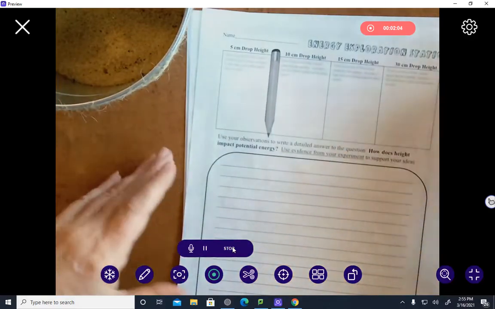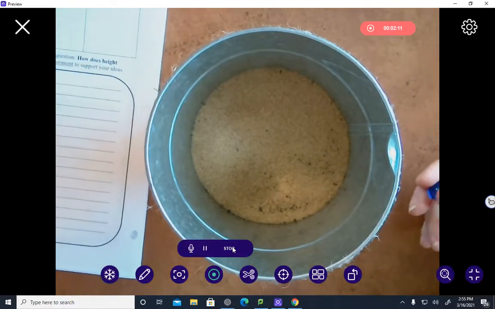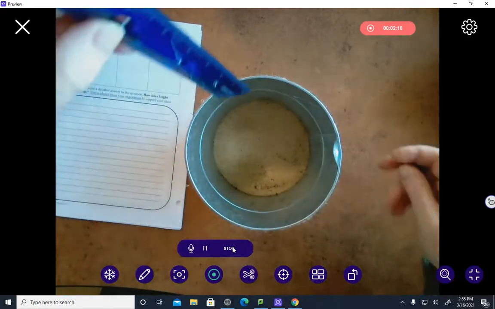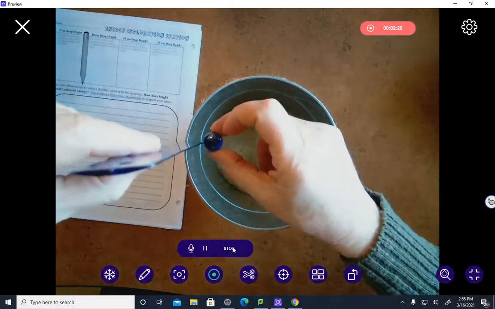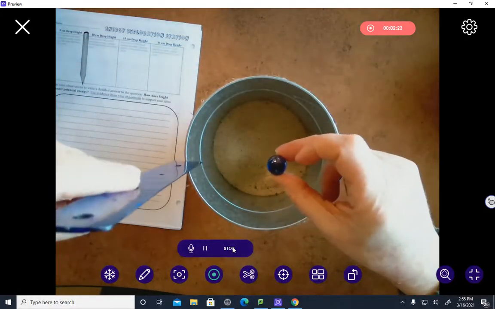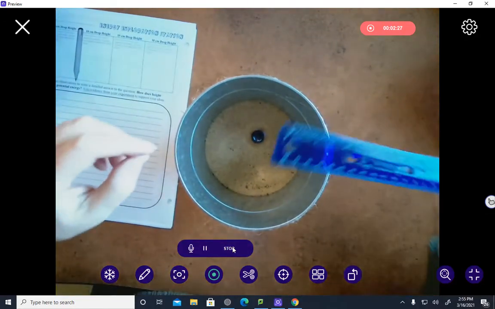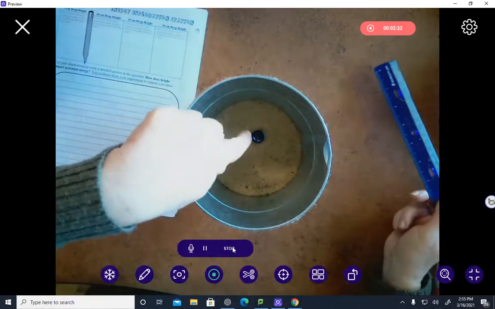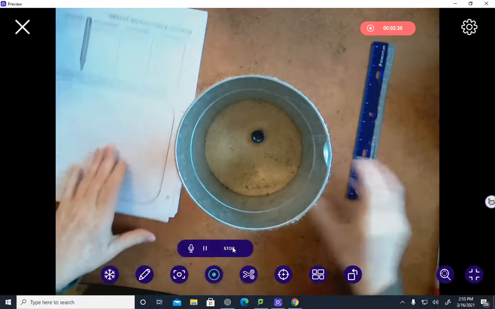So I'm going to do this on the desk here, and I am just going to show you what happened. I have the ruler on the bucket, and I'm going to hold this up about 5 centimeters, right about there. I'm going to drop it. I don't know if you could see that, but I'm going to measure it, and I'm going to say that the width of the imprint it made was about 3 centimeters.